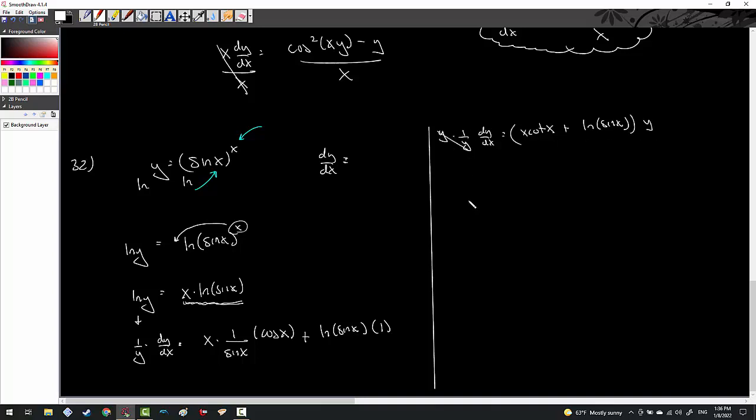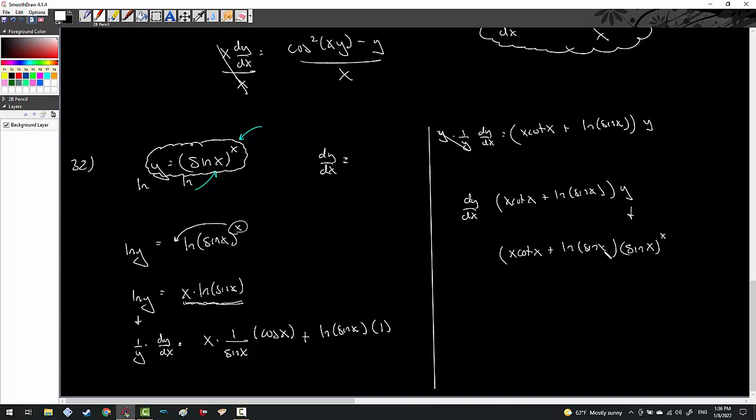Just like always in implicit differentiation, I get the dy/dx isolated and I end up with x cotangent x plus the natural log of sine x times y. But we know that y was this equation from the beginning. It was this function right here. So I'm going to replace the y with sine of x over x, and then everything else comes along for the ride. So x cotangent x plus the natural log of sine x. And that is your formula for the slope of this function anywhere on that function.